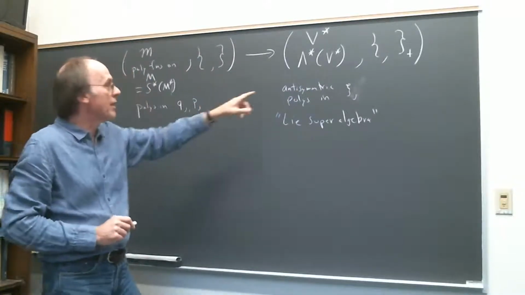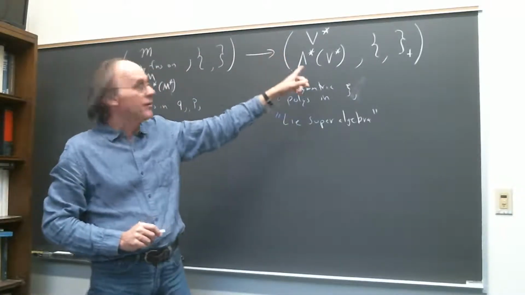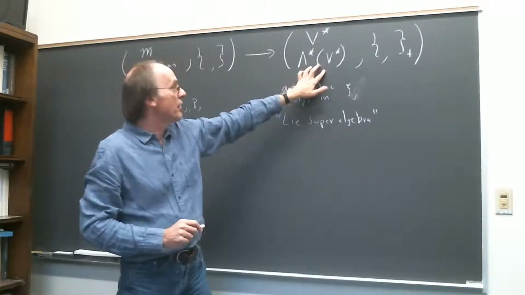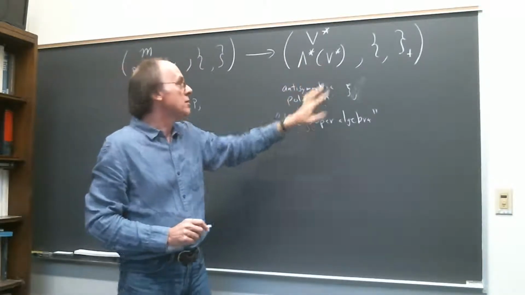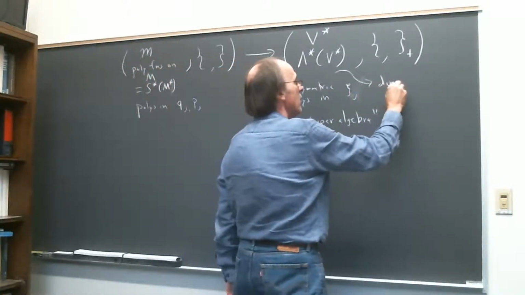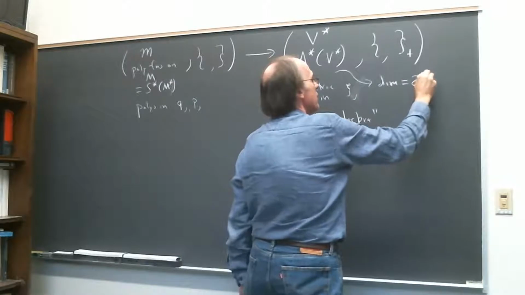One thing that's different, that's actually nicer about this, is that this is a finite dimensional vector space. It has dimension 2 to the dimension of V.